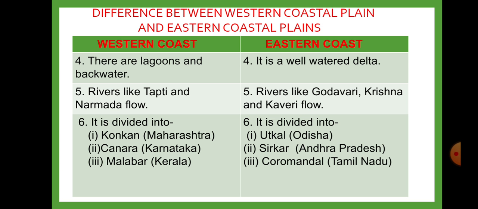Sixth point, western coastal plain: it is divided into three parts: Konkan, Maharashtra; Canara, Karnataka; Malabar, Kerala. Eastern coastal plain: it is divided into three parts. First one, Utkal, Odisha. Second, Circars, Andhra Pradesh. Third, Coromandel Plain, Tamil Nadu.